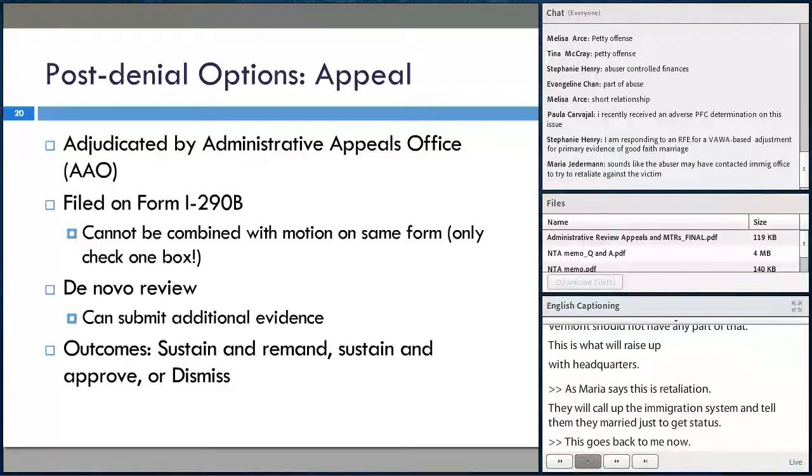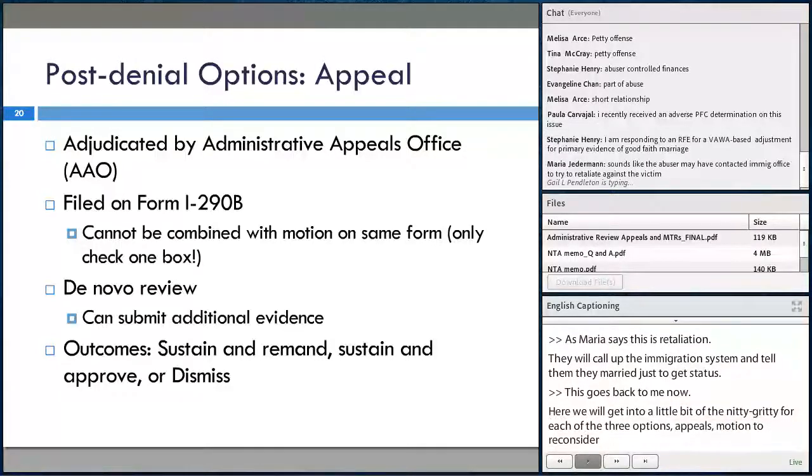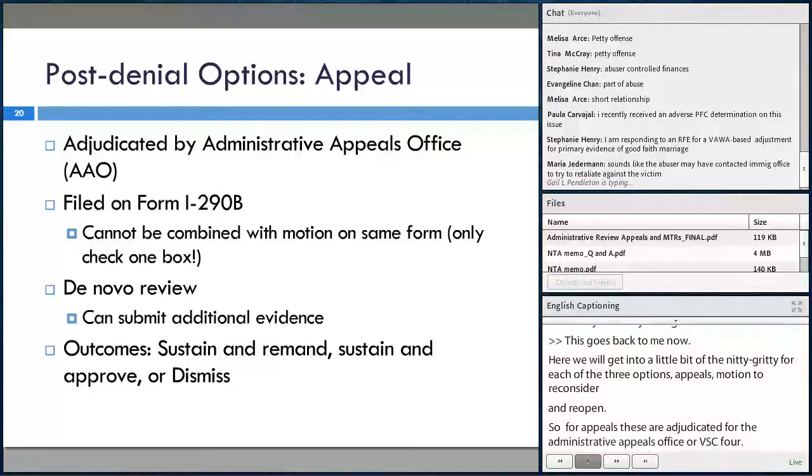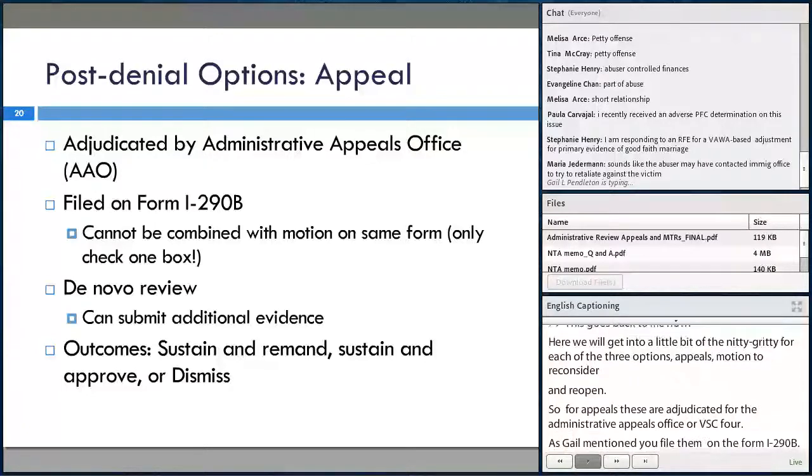So for appeals, these are adjudicated by the Administrative Appeals Office, or AAO. As Gail mentioned earlier, you still file them on the Form I-290B. One really important thing to keep in mind is that you can't file both an appeal and a motion using the same form. You have to pick either an appeal or a motion. And we'll be talking about combining motions later on.